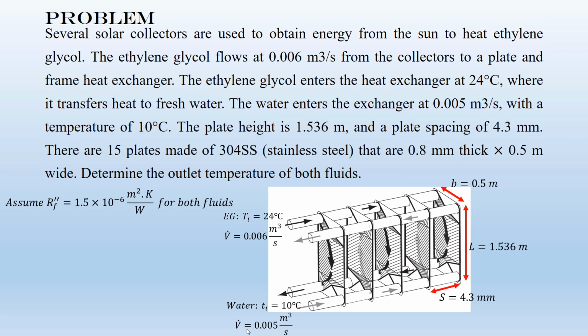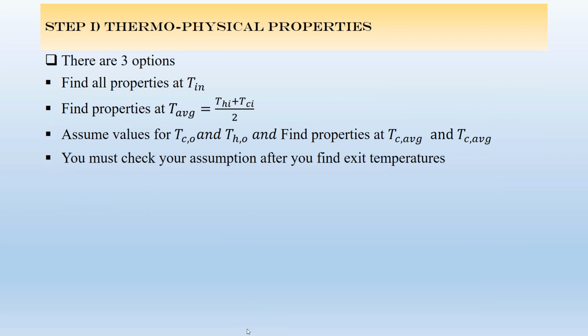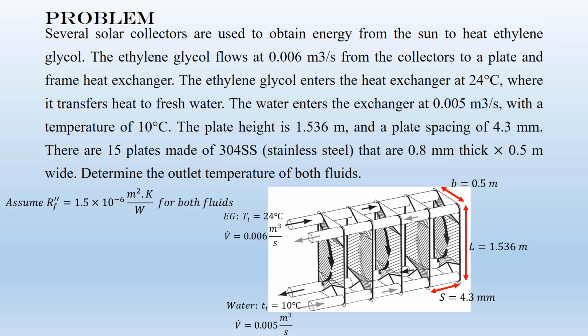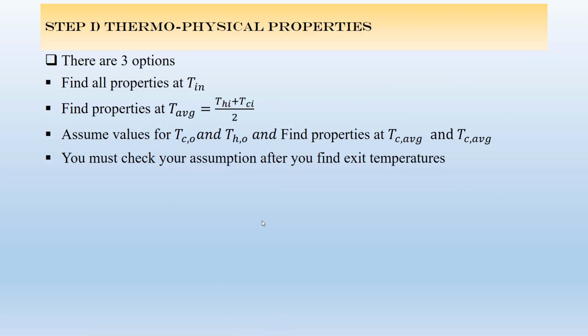So the first step to design each and every heat exchanger, you need to find the T reference, and then by using the T reference, you can find all the thermophysical properties. Here, actually, you have three options. I already explained the three different options to find the T reference. So in this case, if you look at the temperature, guys, the inlet temperatures are pretty close. This is 24 and the other one is 10. So they are pretty close.